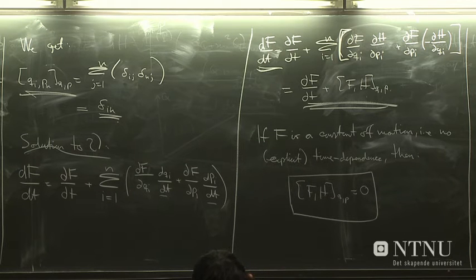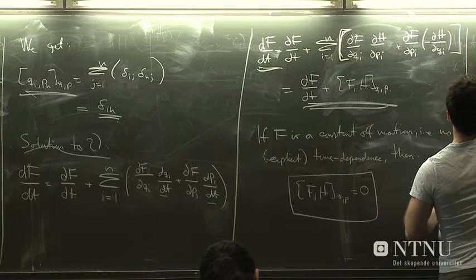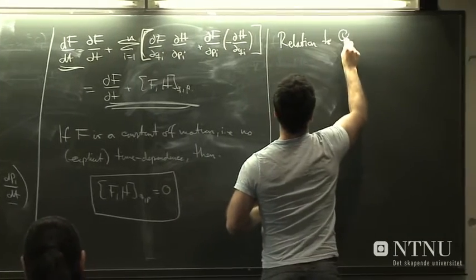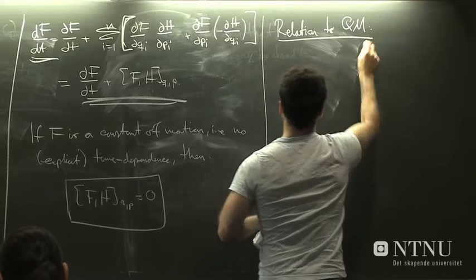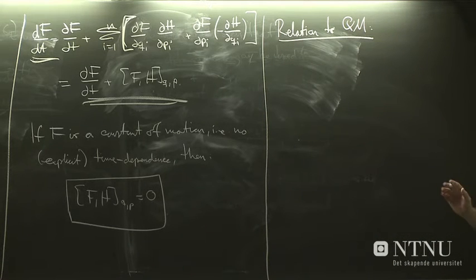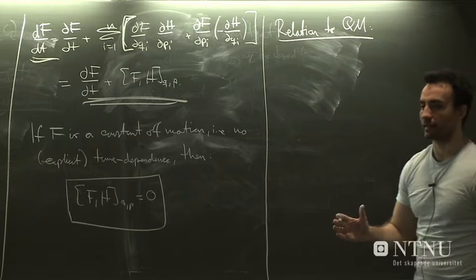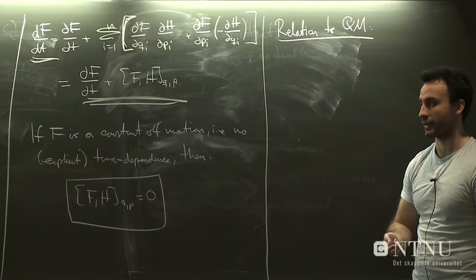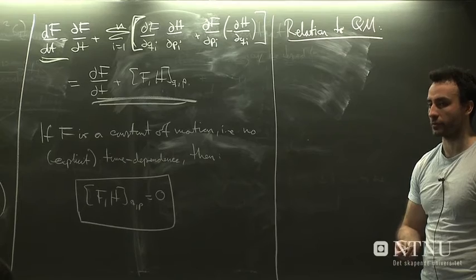Now, in quantum mechanics, there appears a highly similar condition. So I'll just mention that briefly. You can think of the Poisson bracket being the equivalent of what is known as commutators in quantum mechanics. Are you familiar with the term commutator?